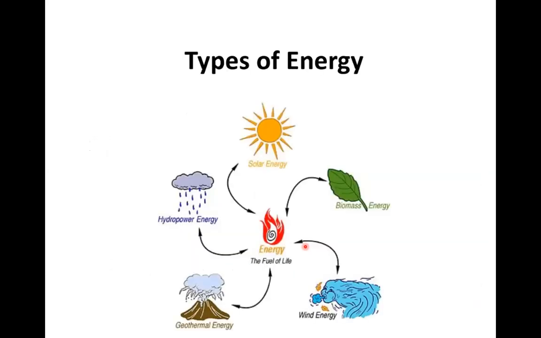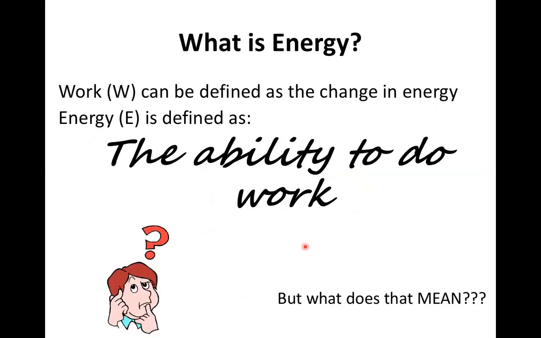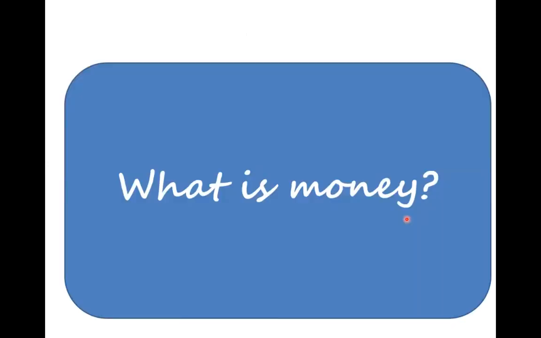So let's talk about types of energy and what is energy anyways. Work is defined as the change in energy, and energy is defined as the ability to do work. This is a little bit convoluted. The definition for work has energy in it, and if you don't know what energy is, you look up energy and it has the word work, so it's kind of cyclical. So maybe those definitions are not that helpful. So there's an analogy that seems to work.